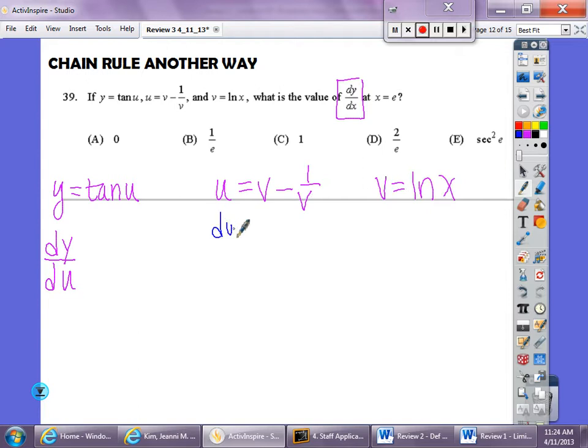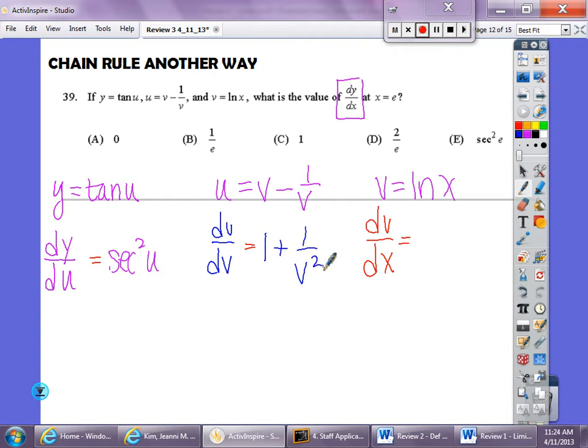So each of those, you're going to take the derivatives. And when you're done, go ahead and look up and just double check them.